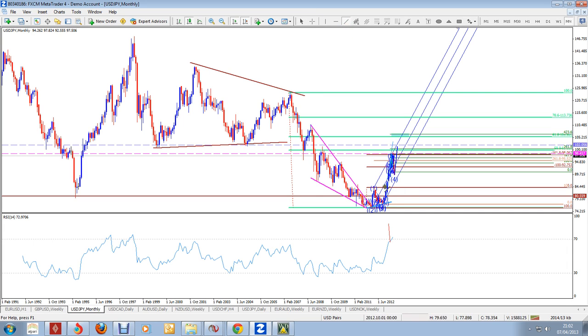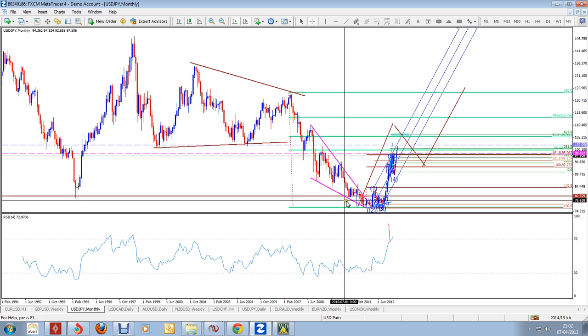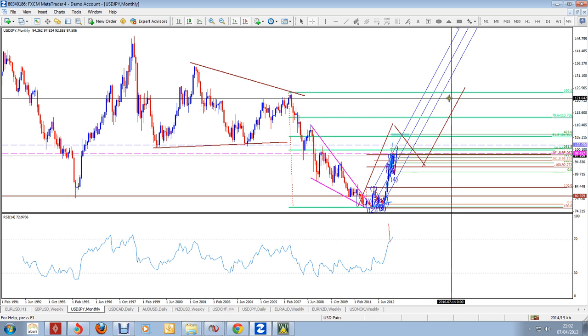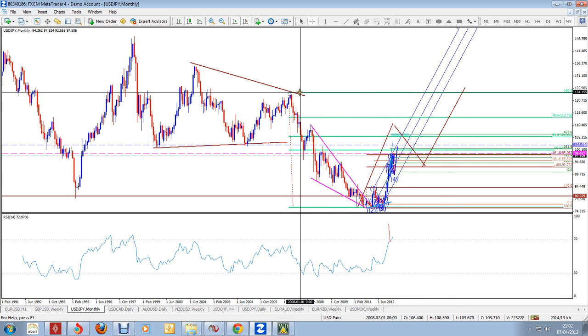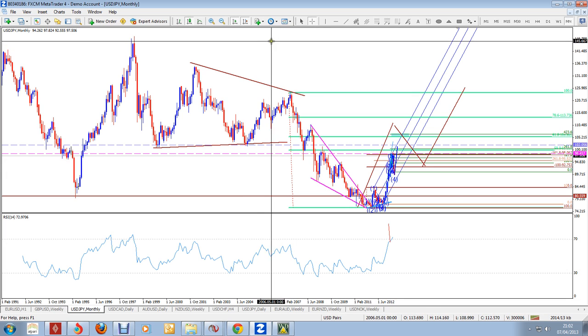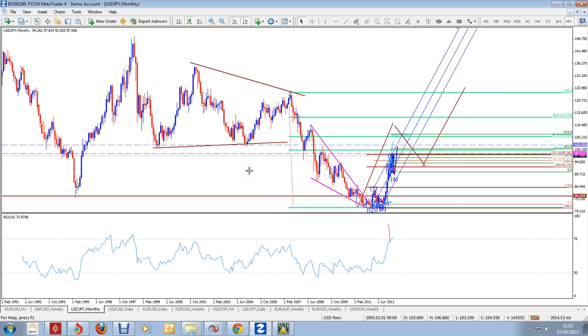So maybe overall we'll finish up coming up here like this, for example, then coming back down wave B, and then going up again like that. So I would not be surprised if eventually we get US dollar yen coming back to this sort of area here, around 125 or maybe even up to 140, 145. I would not be surprised. So be prepared for that.